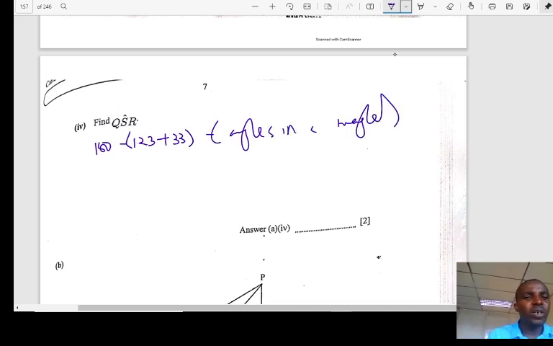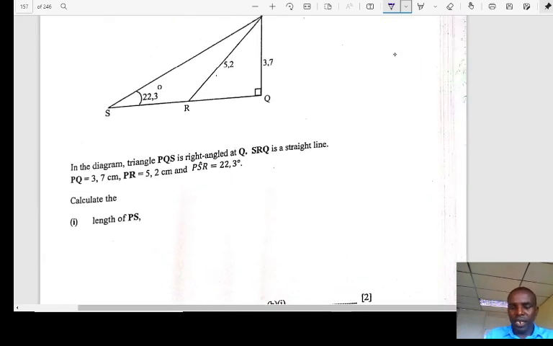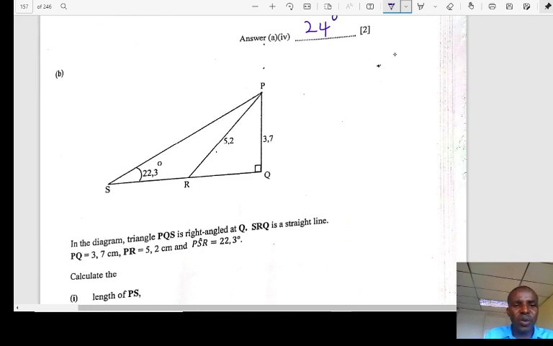Angles in a triangle. Then you write 180 minus 123 plus 33, that's 156. Then from 180, 24. So this angle is actually 24 degrees. Done. Next, B. In the diagram, triangle PQS is right angled at Q.